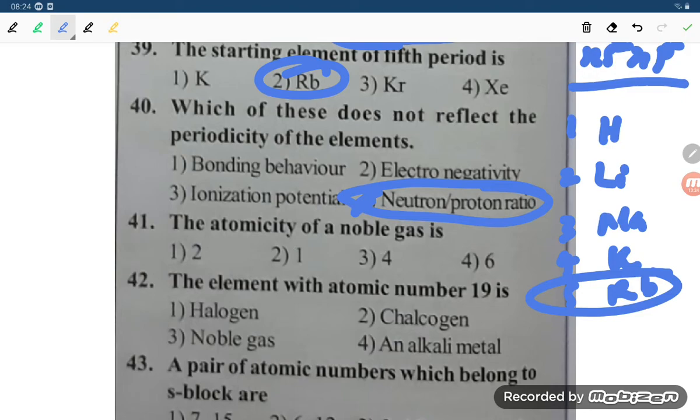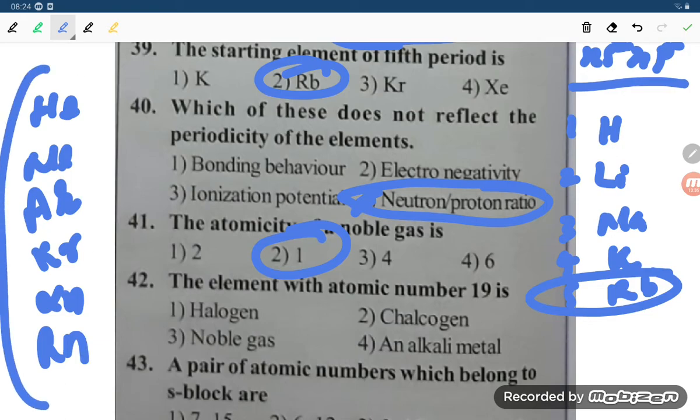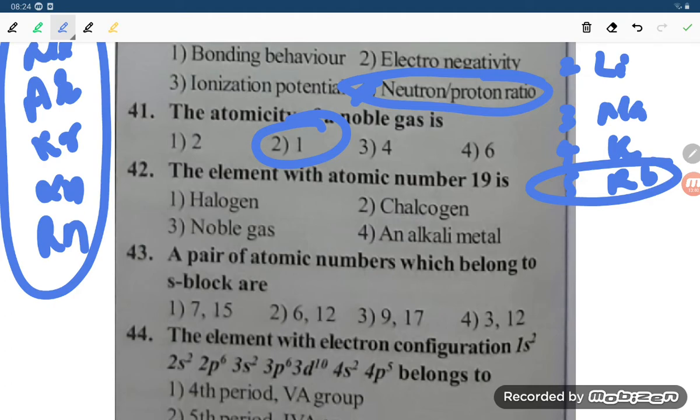The atomicity of noble gas is 1, because noble gases like helium, neon, argon, krypton, xenon, radon, they do not combine with any element. So their atomicity is 1 only.